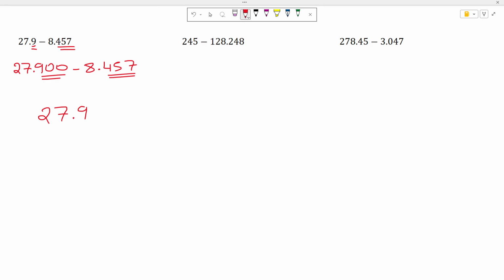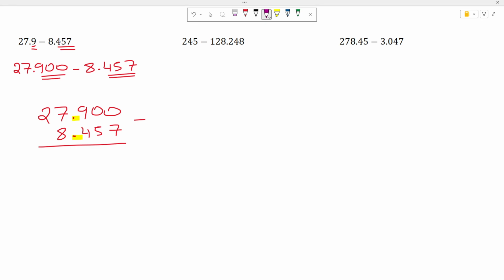So we have 27.900 minus with 8.457. Now when you write it guys, make sure that the numbers are exactly below each other and the decimal place is also exactly below each other, as this is where many of my students like to make mistakes. After that, let's go ahead and subtract it.